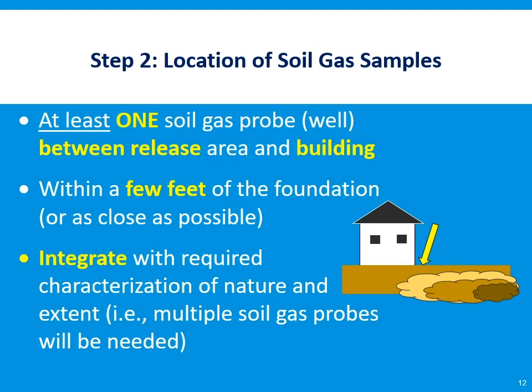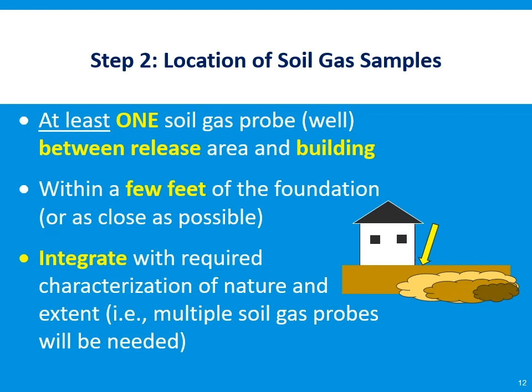Now I want to talk about the number of soil gas samples that are recommended for a vapor intrusion evaluation of a building. The supplemental guidance states that there should be one soil gas probe for each building, and that the probe should be installed between the building and the release area. Ideally, the soil gas probe should be installed as close as possible to the building under investigation.